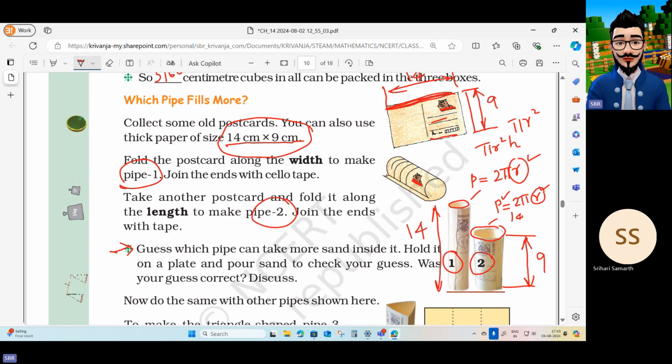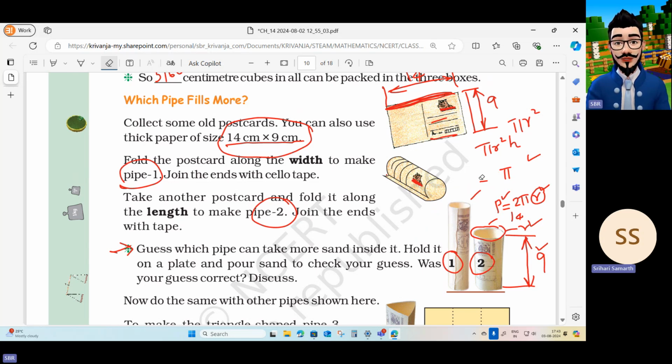So using this equation, we'll calculate the value of r for the cylinder, and also calculate the radius of the second pipe. So when you know the radius of the first pipe and the radius of the second pipe, you also know the height of the first cylinder and the height of the second cylinder. So you can calculate the two volumes, right? Then you can compare.